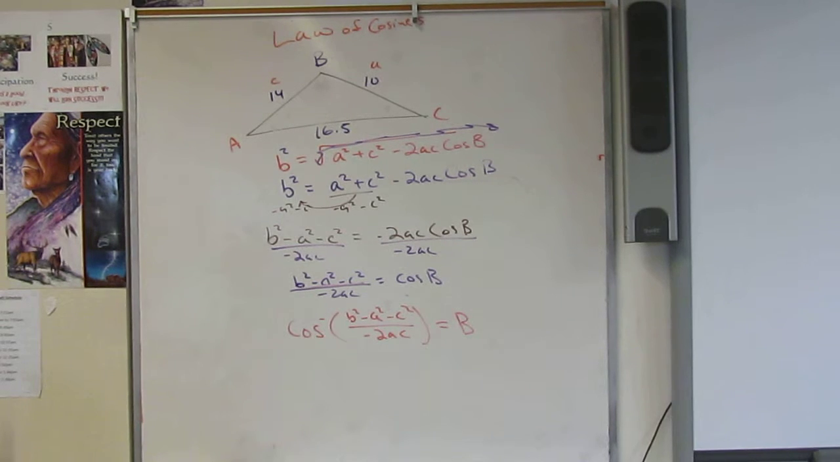Okay? So this and this are correlated. So, what if I was looking for a? Well, angle A would just be cosine inverse of a squared minus b squared minus c squared all over negative 2bc. They're right above each other. Right? And then, well, what if I was looking for C? Okay? Well, that would be cosine inverse.